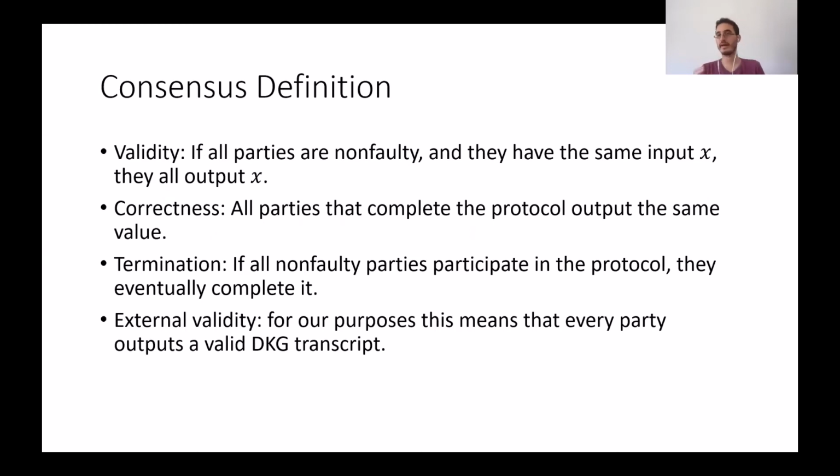Now, we actually need a slightly stronger notion of validity, external validity, and for our purposes, it is enough to know that that means that every party outputs a valid DKG transcript. If we look at the correctness and validity properties, if parties don't have the same input, they technically could output anything. And we slightly make a stronger requirement that they output only valid DKG transcripts.